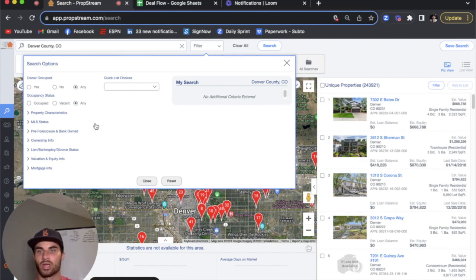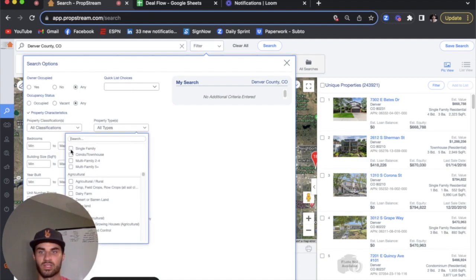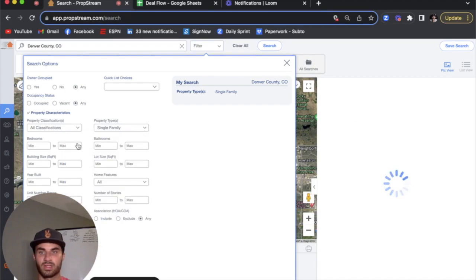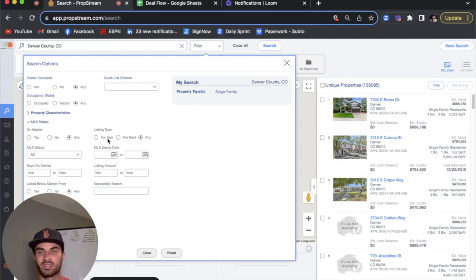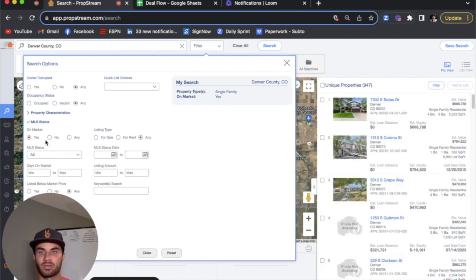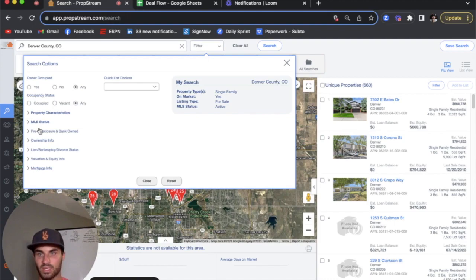And so when I go into PropStream, the filter that I used was I just looked at the property characteristics, and I said I'm looking for single family properties. I click that right there. And then I went to the MLS status. This is all pretty straightforward, right? It says on market, so I'm going to say yes, I want it to be on market. Listing type, I want it to be for sale. And then the status, I want it to be active. Right? So you can see all that adding up over there. So like I said, that's what I'm looking for.